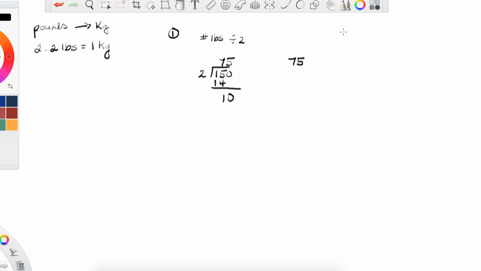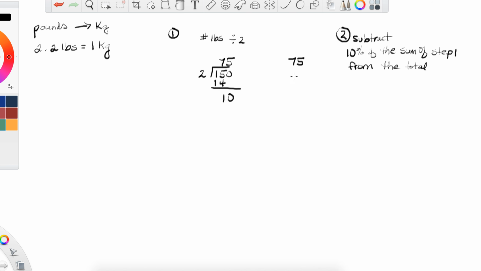Okay? Then step 2 is to take 10% of the sum of step 1 and subtract it. So we're going to subtract 10% of the sum of step 1 from the total of step 1. So 10%, we can do it one of two ways.